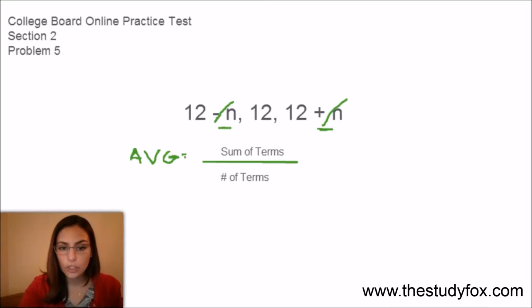Okay, so just by looking at this problem, you know you're going to have to add them up at some point, and the n's are going to cancel each other out. Then all you're going to be left with is 3 12s. And if you have 12 plus 12 plus 12, the average of all those is going to be 12 because there is no other number in the sequence. It has to be 12.